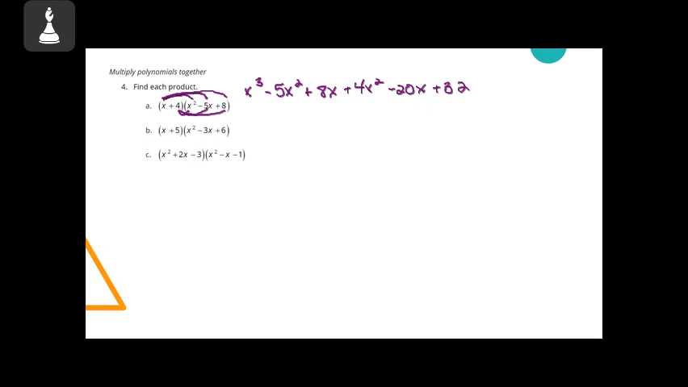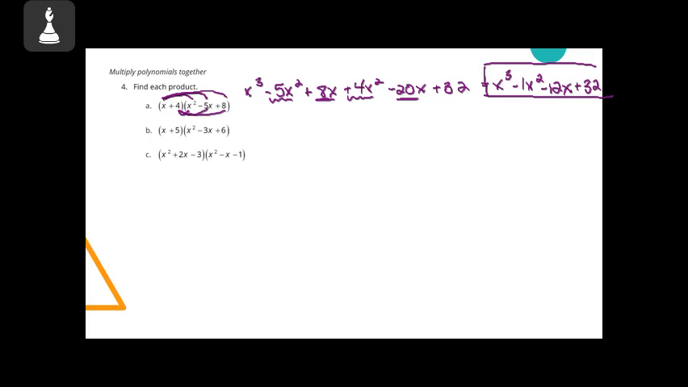You will again see that we have some like terms here that we're going to combine. So I have a single x cubed, but x squareds, I have negative 5x squared and plus 4x squared. So it's going to make negative 1x squared. For x's, I have 8x minus 20x, so negative 12x, and then a plus 32 on the end.